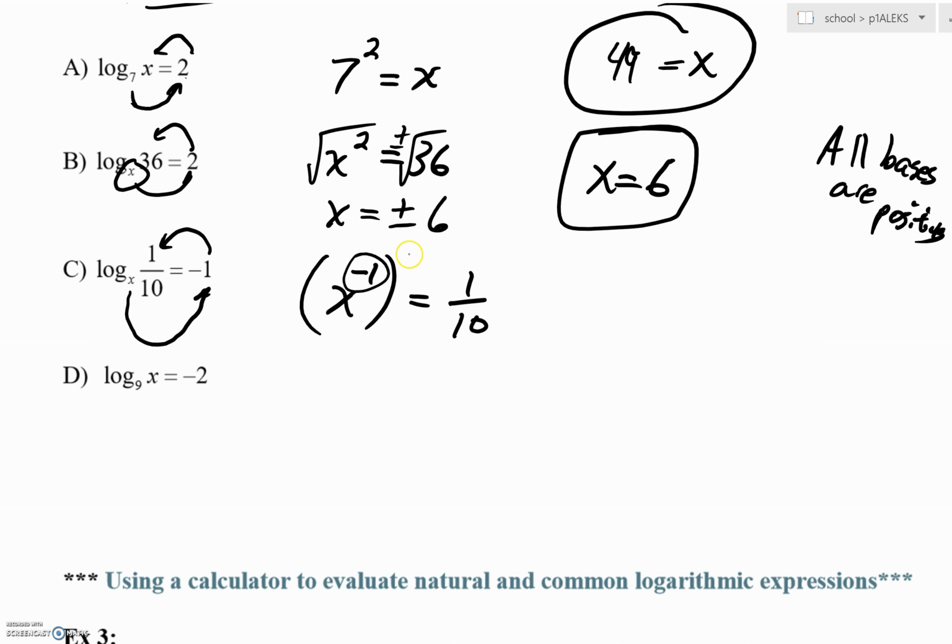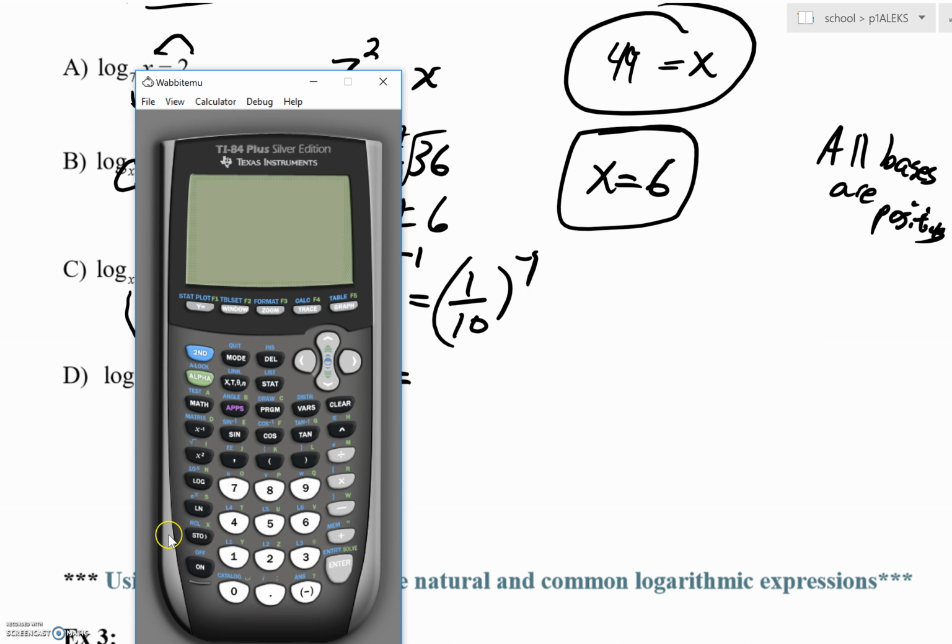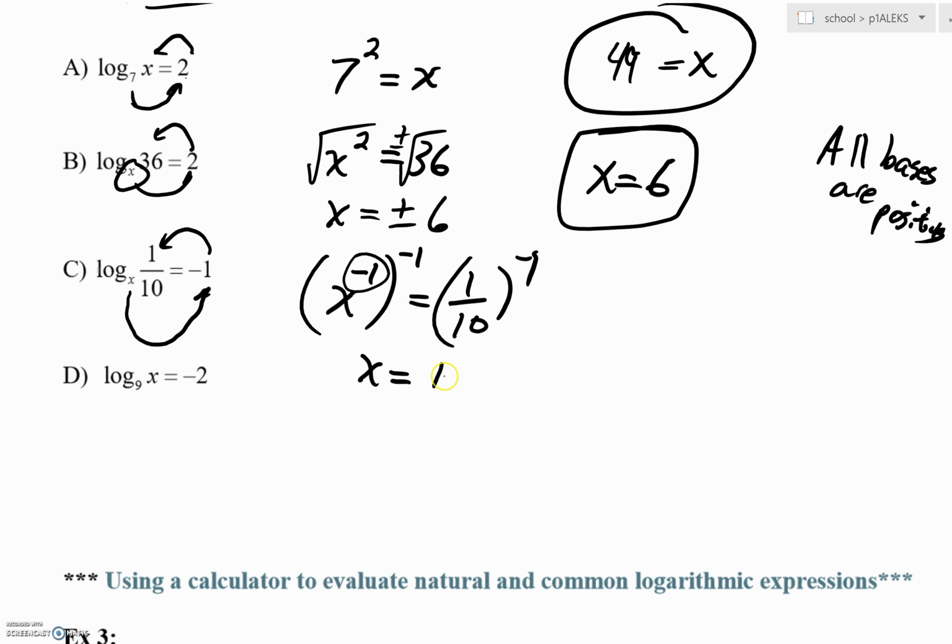Powers to powers get multiplied. Guess what we'd get? -1. Okay, so what we'd see is x equals, well, think about it. Another way you could write this, 1/10 to the -1. We could type that in, and we could even go alpha y equals, 1/10, raise it up to the -1 power, and sure enough, you'll get 10.